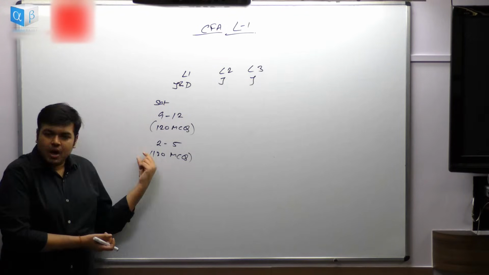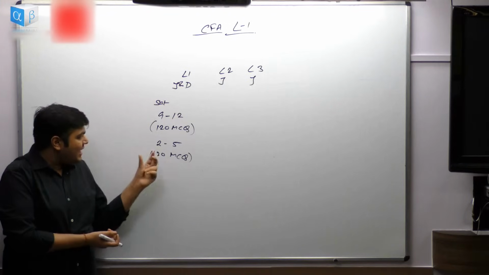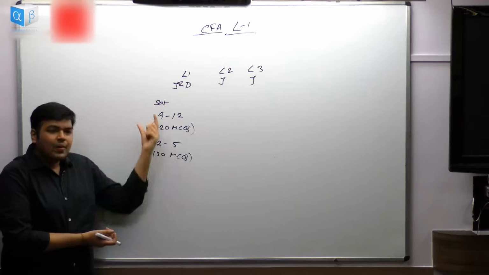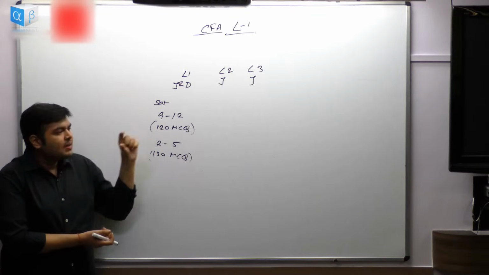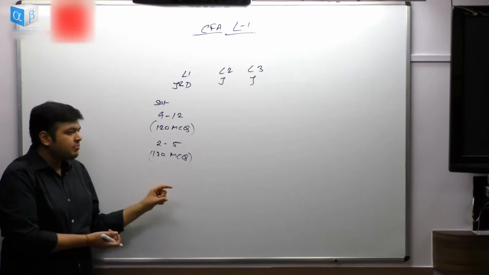There is no negative marking. There are only 3 options, A, B and C. There is no negative marking, and the questions are not jumbled up. They are going to be on a subject-wise basis. So the first subject will be ethics, then quants, then the other subjects.